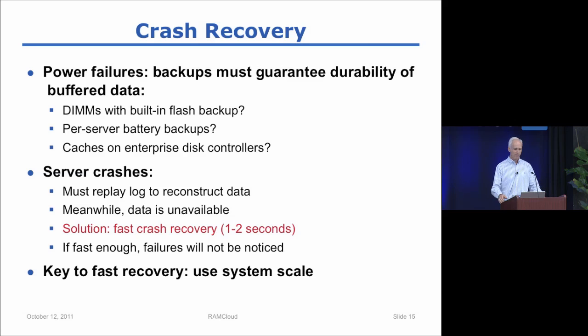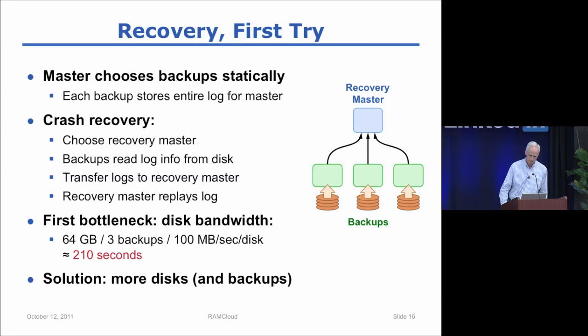So how do we do this? How do you recover if you have 64 gigabytes of memory on a master and you're going to recover that in 1 second? Well, there's no disk that can read 64 gigabytes in a second. There's no network that can transmit 64 gigabytes of data in 1 second. How do you do it? The answer is you have to somehow use the scale of the system to do it in parallel. So what I'll do next is walk you through a 3-step approach to how we do that.